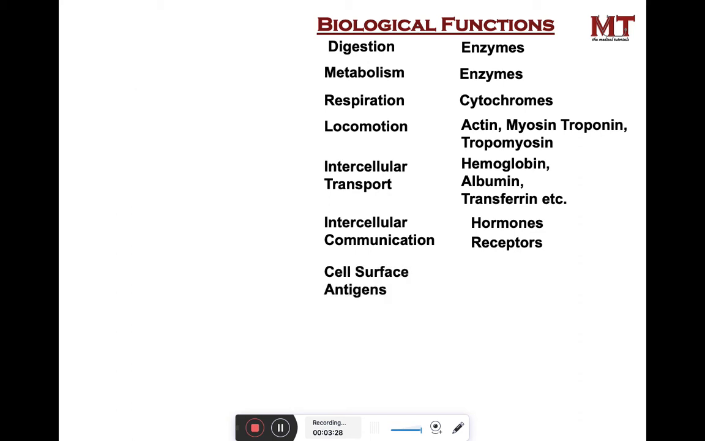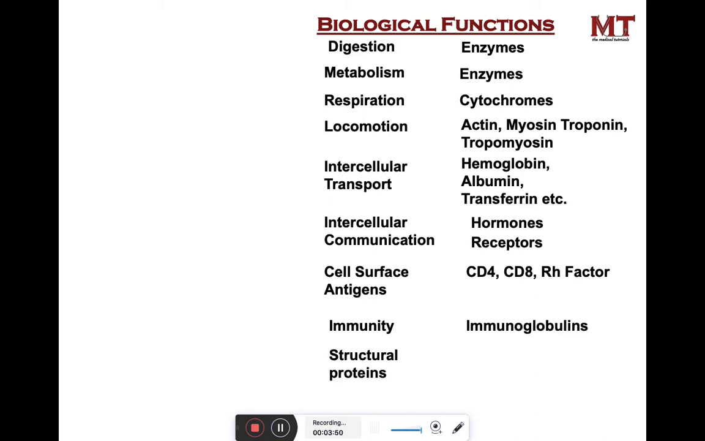There are many proteins which act as cell surface antigens. For example, CD4, CD8 present on the surface of T lymphocytes, Rh factor present on the surface of RBCs. Immunity is provided by immunoglobulins, which are also called antibodies, and they are also proteins. Proteins also have structural roles to play. For example, collagen, the most abundant protein in nature, which forms the structural framework of all the tissues. There are many other structural proteins like elastin, fibrillin, and many others.